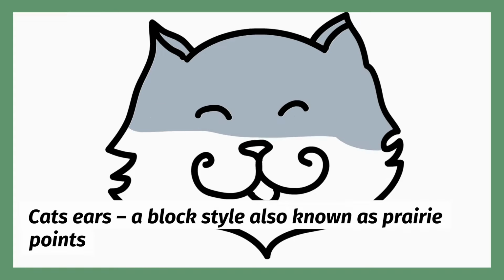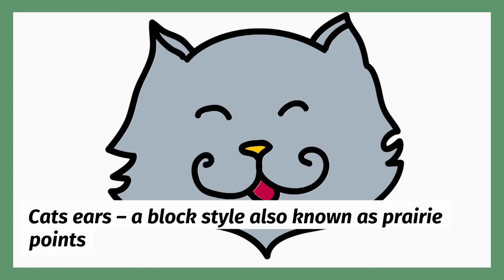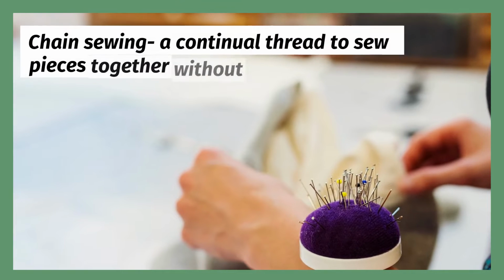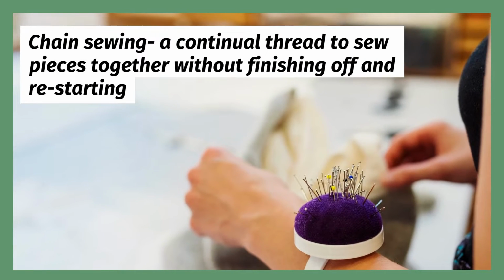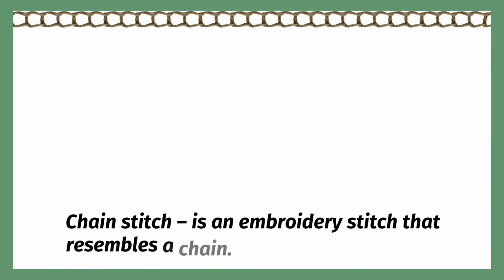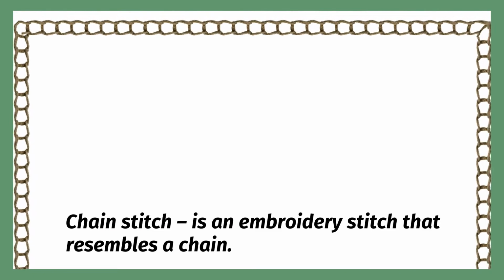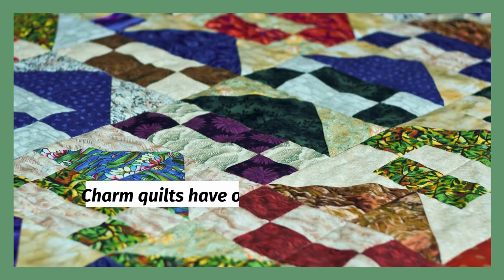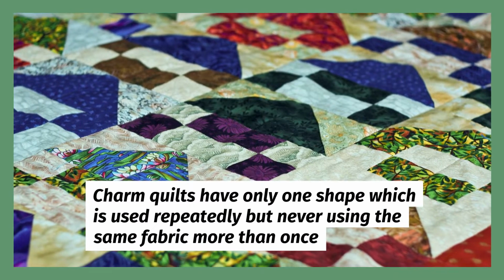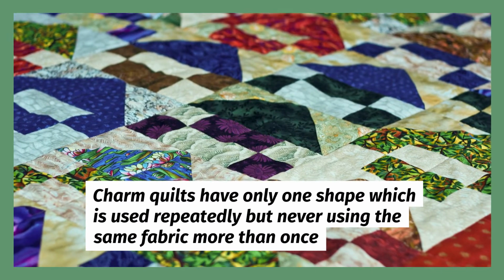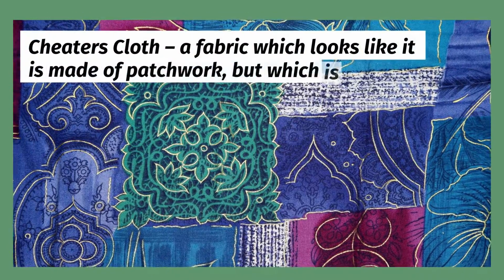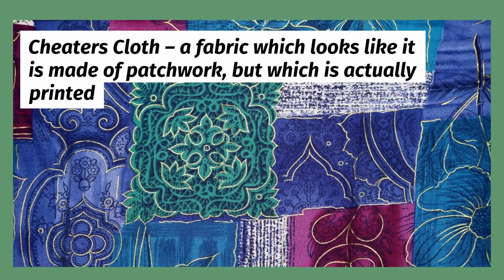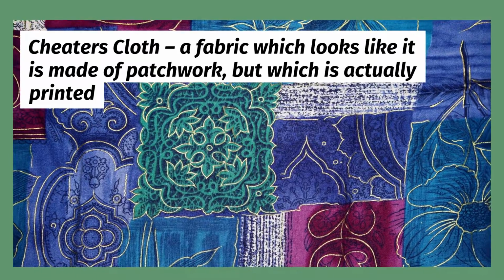Cat's ears, a block style also known as prairie points. Chain sewing, a continual thread to sew pieces together without finishing off and restarting. Chain stitch is an embroidery stitch that resembles a chain. Charm quilts have only one shape, which is used repeatedly but never using the same fabric more than once. Cheater's cloth, a fabric which looks like it is made of patchwork but is actually printed.